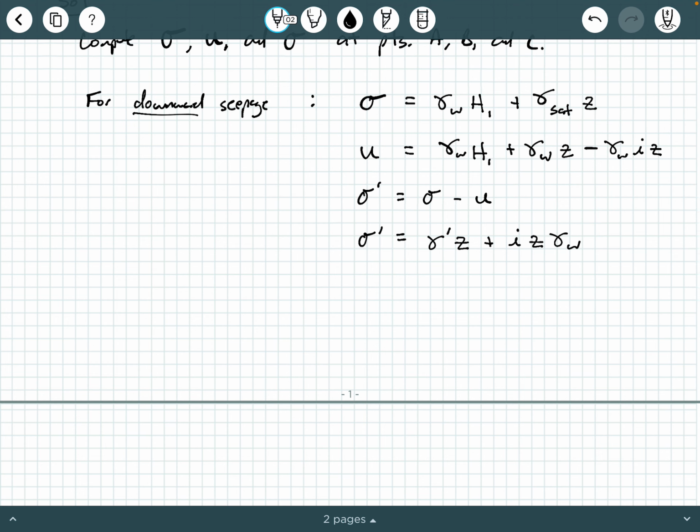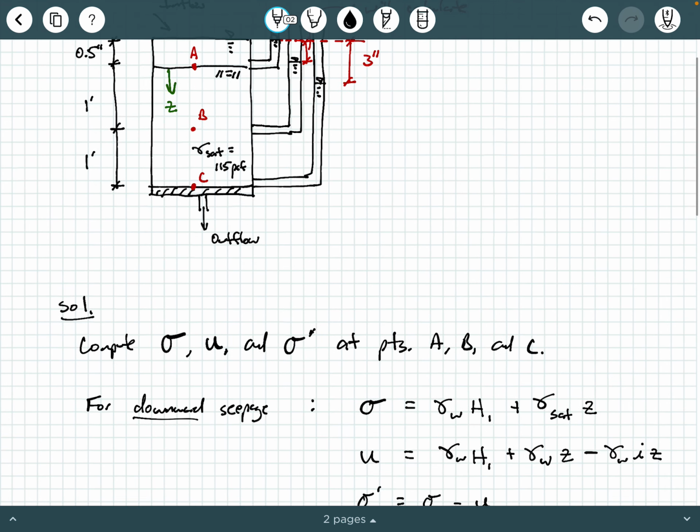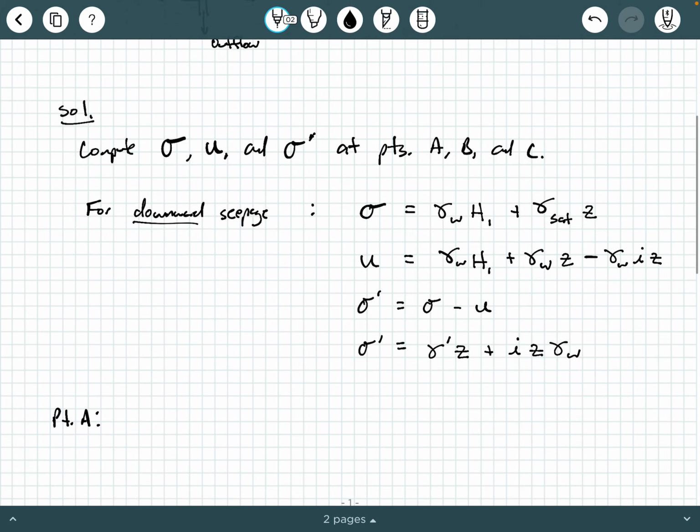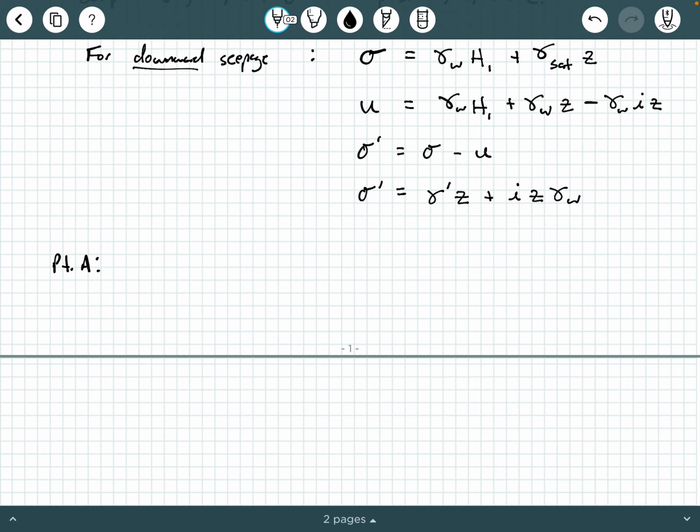So let's go through this one at a time. Let's look at point A first. Point A is at the top of the soil sample, and it's directly under, this actually was supposed to be half a foot of water. Make sure you say 0.5 feet or 6 inches, half a foot of water. So here we go. Total stress at point A is going to be half a foot times 62.4 PCF. And of course, we get 31.2 PSF.